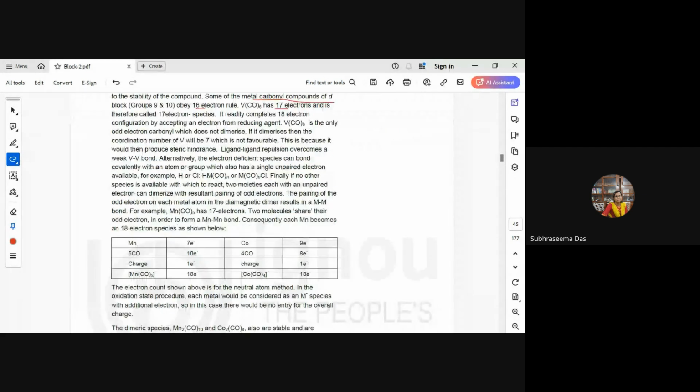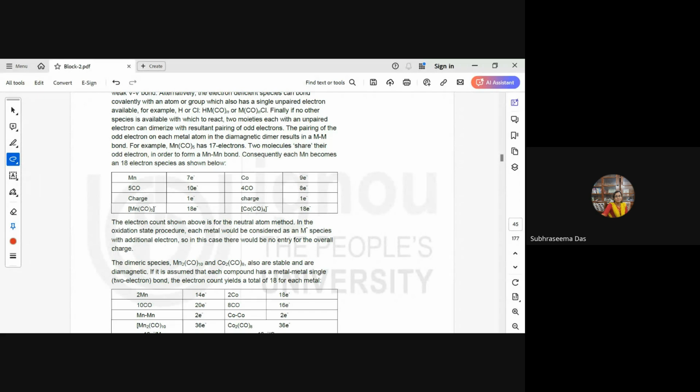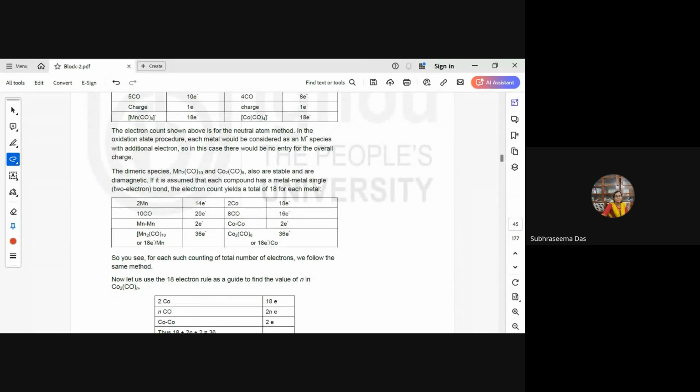Now here, electron counting is an important process. The number of electron counts is very crucial for determining the EAN of a particular metal. Suppose we have a dimeric species like Mn2(CO)10 or Co2(CO)8. These are stable in nature, and here we have a metal-metal single bond. The contribution of a metal-metal single bond is one electron for each metal. So likewise we have to calculate.